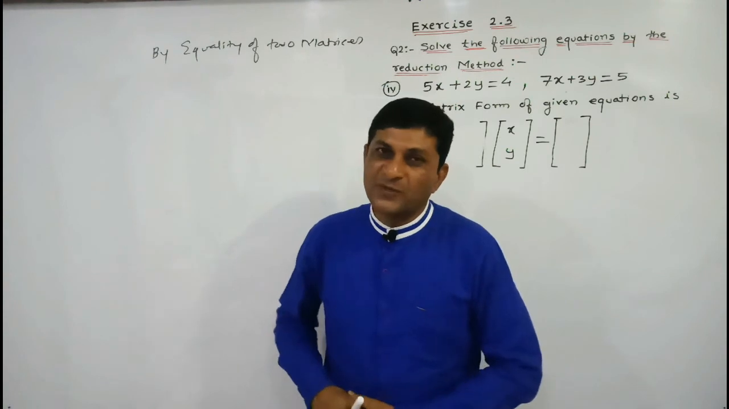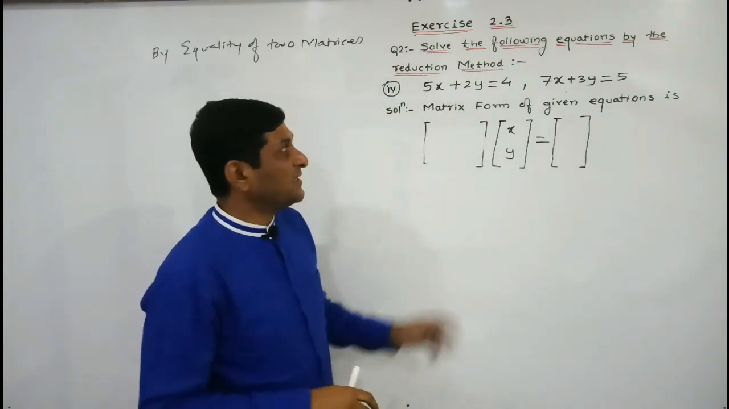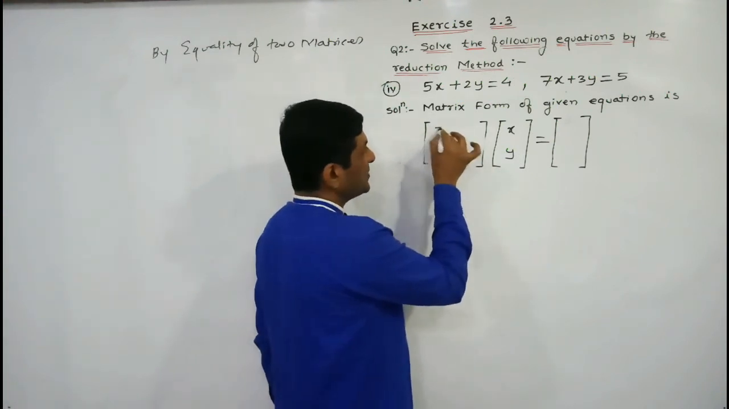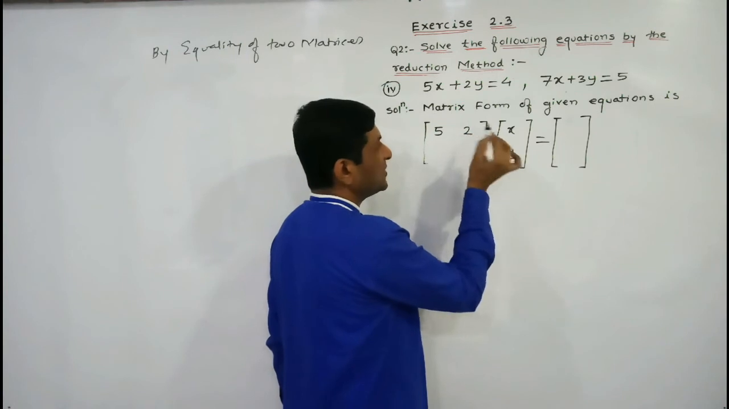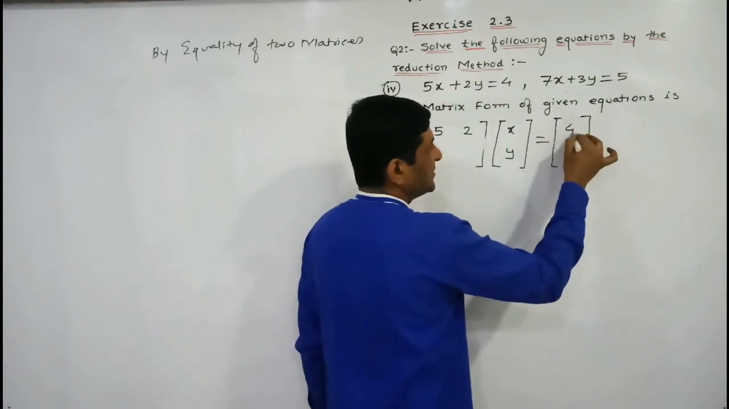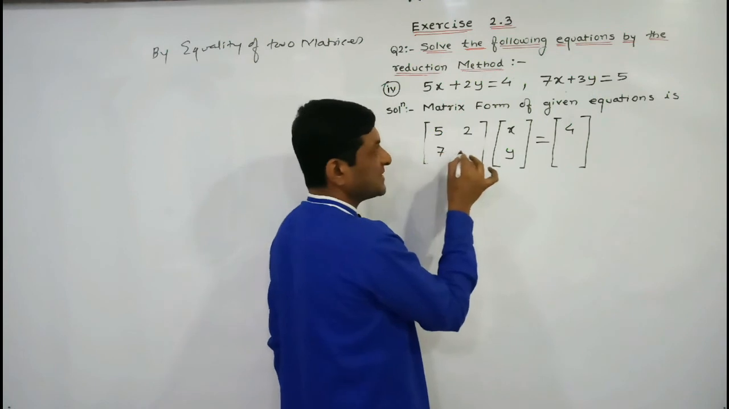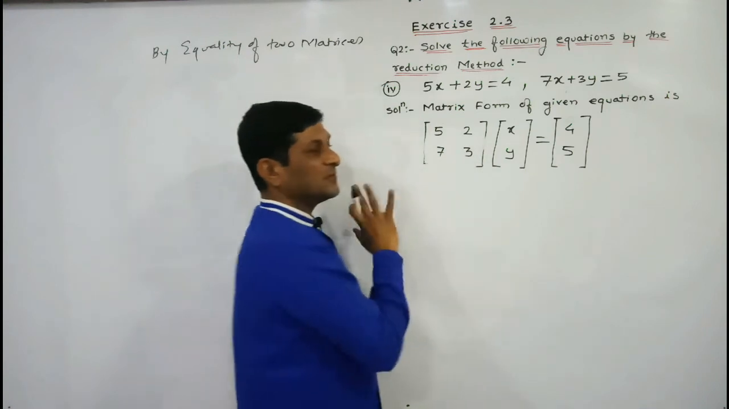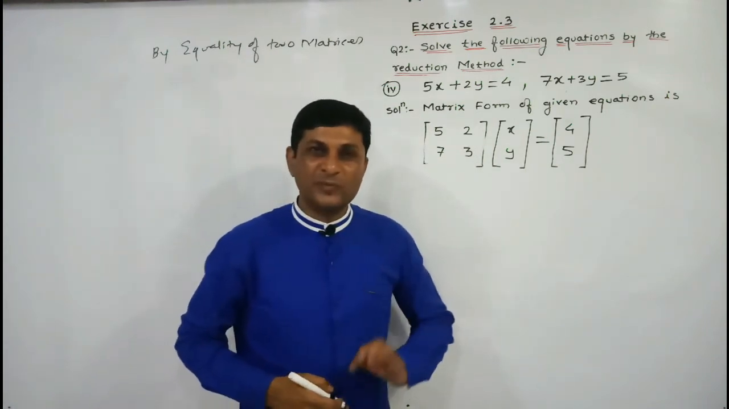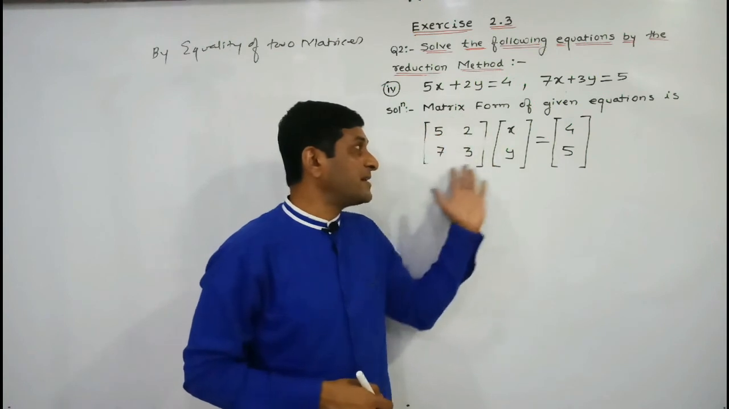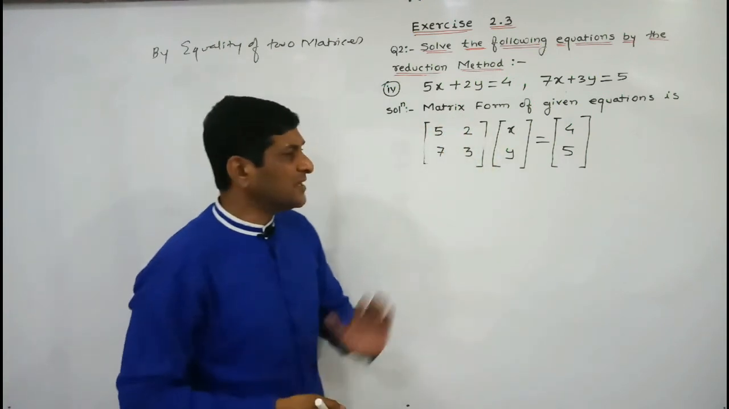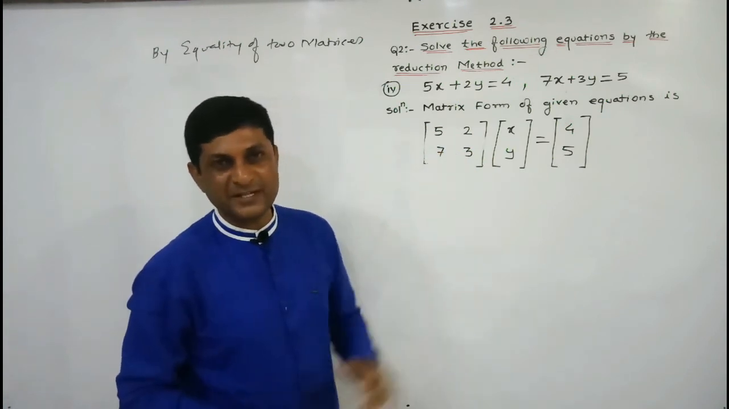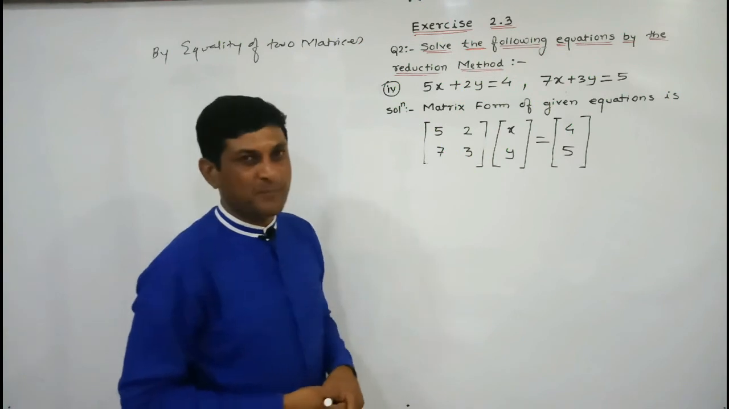Now let us try to solve the fourth example applying the reduction method. Here two equations are given to us. First we write the given equations in the matrix form. So here the coefficient of x is 5, the coefficient of y is 2 and the constant term is 4. In the second equation the coefficient of x is 7, the coefficient of y is 3 and the constant term is 5. Once the equations are written in the matrix form, the second step is to convert this matrix into an upper triangular matrix. Check how many elements are there below the diagonal element. Only one element. Let us try to convert this element into 0 so that the matrix will become upper triangular.